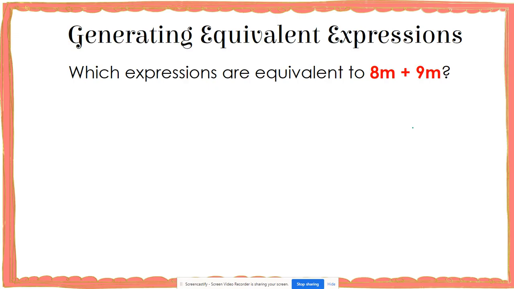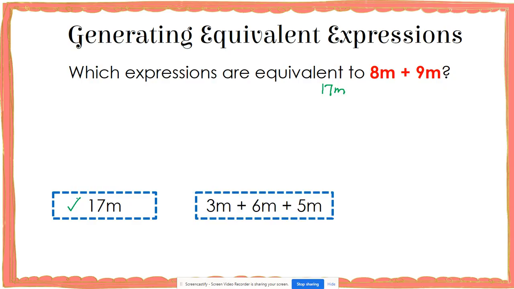Now I want to know how I can generate equivalent expressions. This problem says, which expressions are equivalent to 8m plus 9m? Well, the first thing I want to know is, what does 8m plus 9m equal? I know that these are like terms, so I know that I can combine them. So I can do 8m plus 9m, and I would add 8 plus 9 to get 17, and I would keep my m. So 8m plus 9m equals 17m.